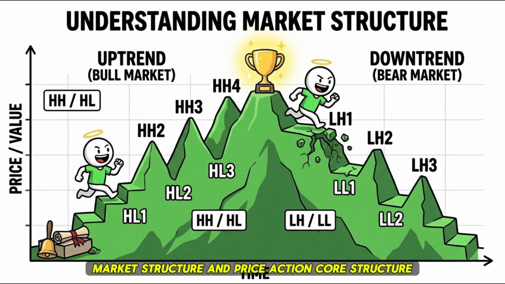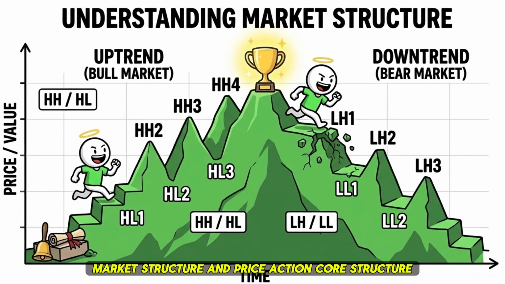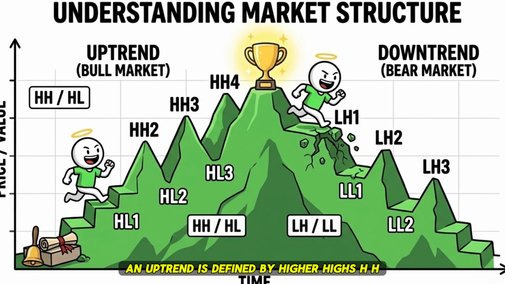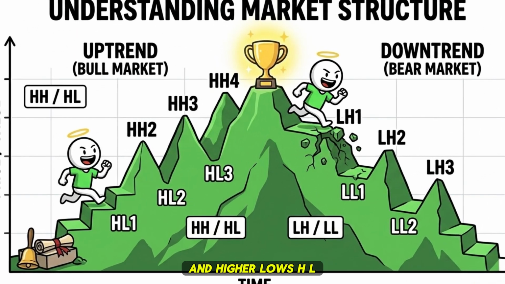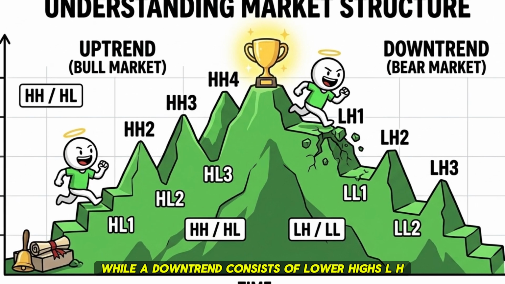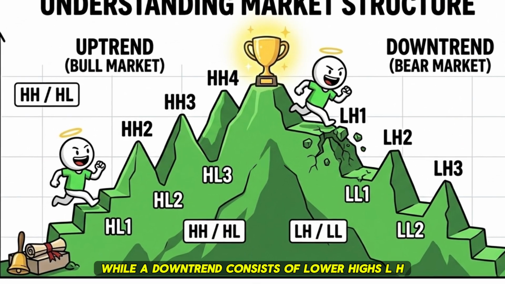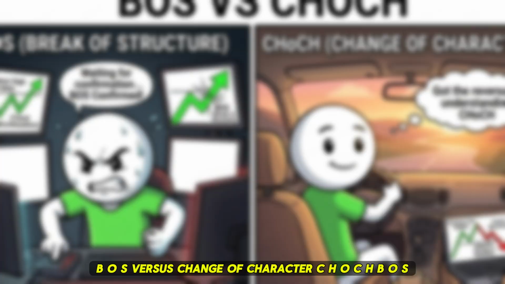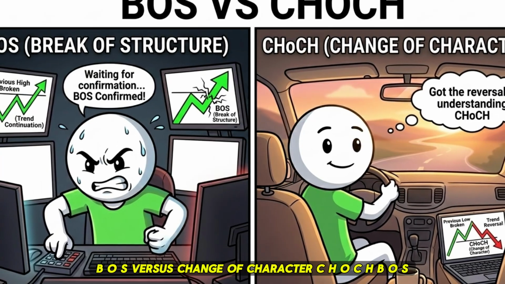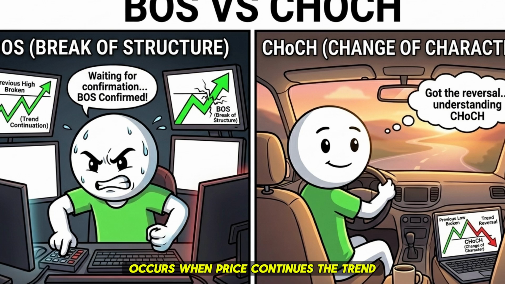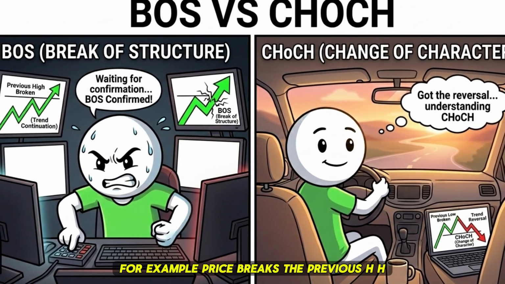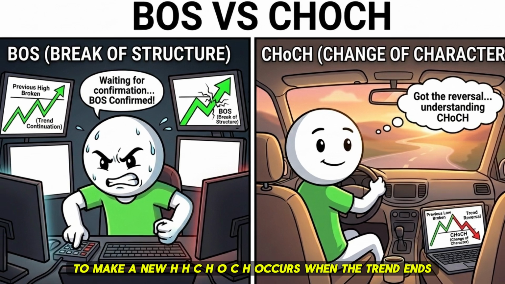7. Market structure and price action. Core structure. Market structure is the study of price flow. An uptrend is defined by higher highs, HH, and higher lows, HL, while a downtrend consists of lower highs, LH, and lower lows, LL. Break of structure, BOS, versus change of character, CHOCH. BOS occurs when price continues the trend by breaking the previous peak/trough. For example, price breaks the previous HH to make a new HH.